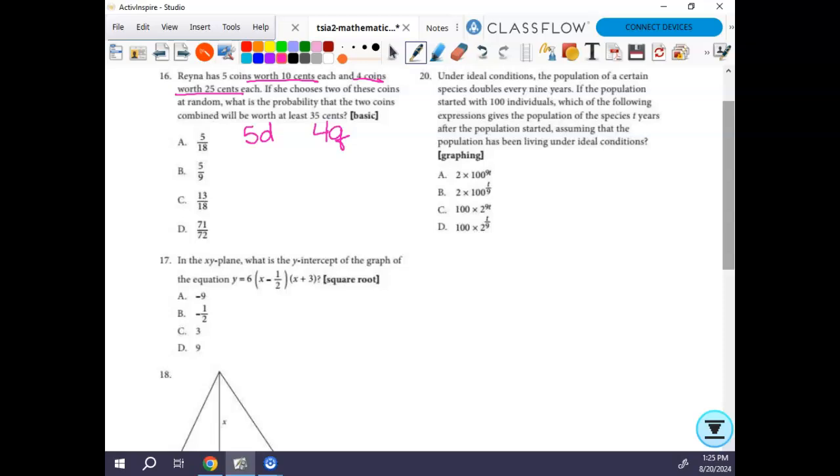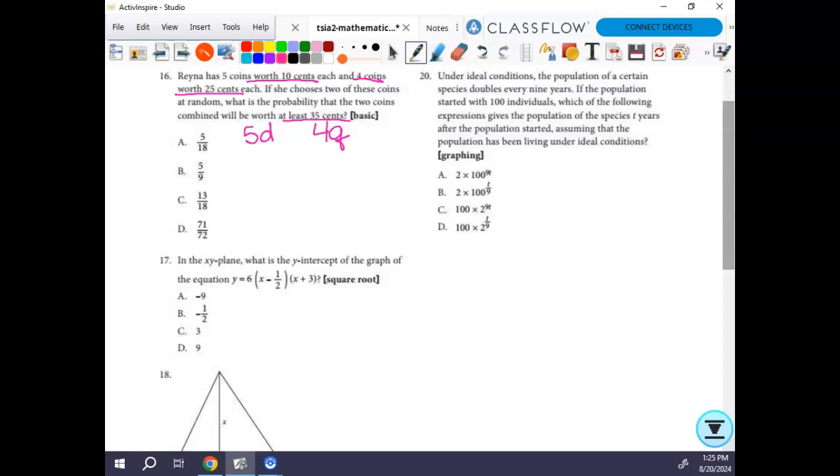All right. If she chooses 2 of these coins at random, what is the probability that the 2 coins combined will be worth at least 35 cents? Okay? So there's different ways to do this, but one of the things you can do with probability is if it says at least, sometimes it's easier to figure out what the probability is of that not happening and then going from there. The only way I can get something where it is not at least 35 cents is if I pick 2 dimes. You agree with that? So I'm going to figure out what is the probability of getting 2 dimes. You with me on that?